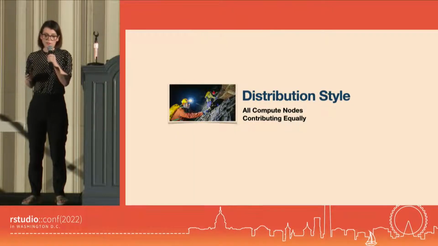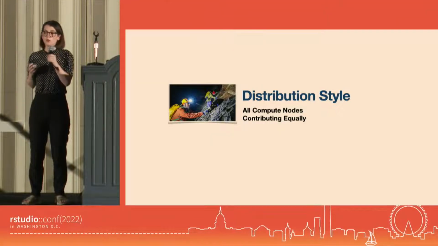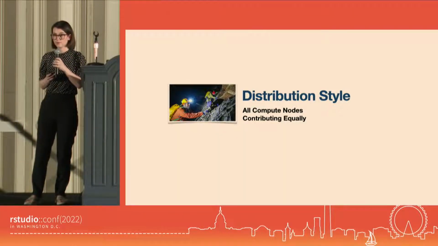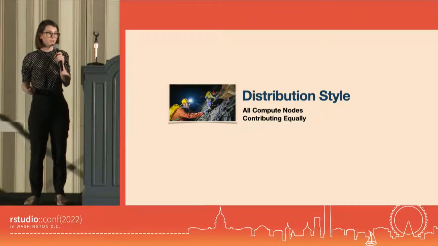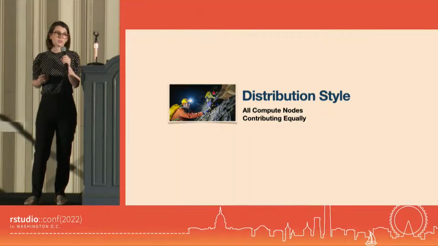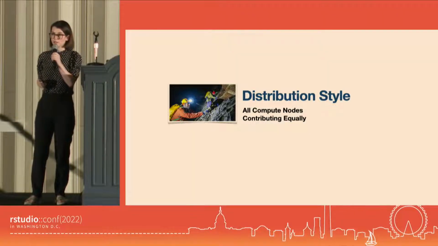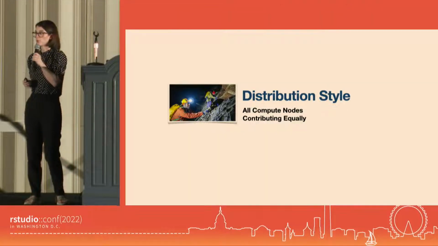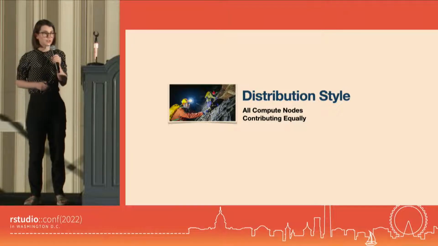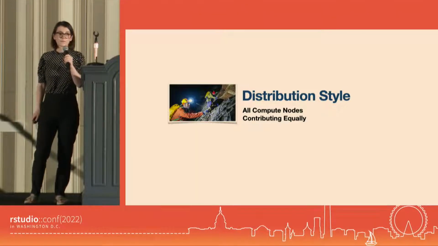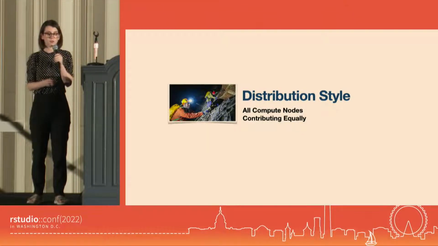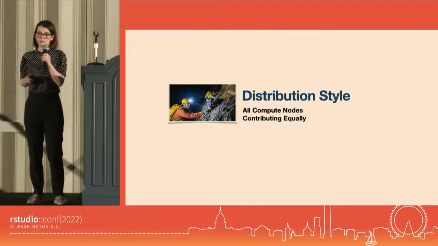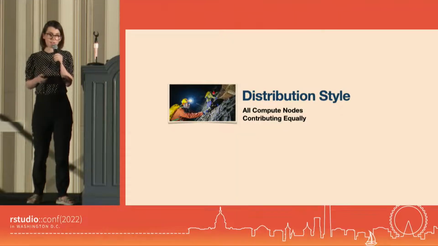From a query perspective, compute nodes are like your cave team. You want all of your compute nodes contributing equally and leveraging all of their resources. To make sure that happens, you need to appropriately specify the distribution style. Distribution means that your data is properly distributed across the compute nodes and does not have significant skew.